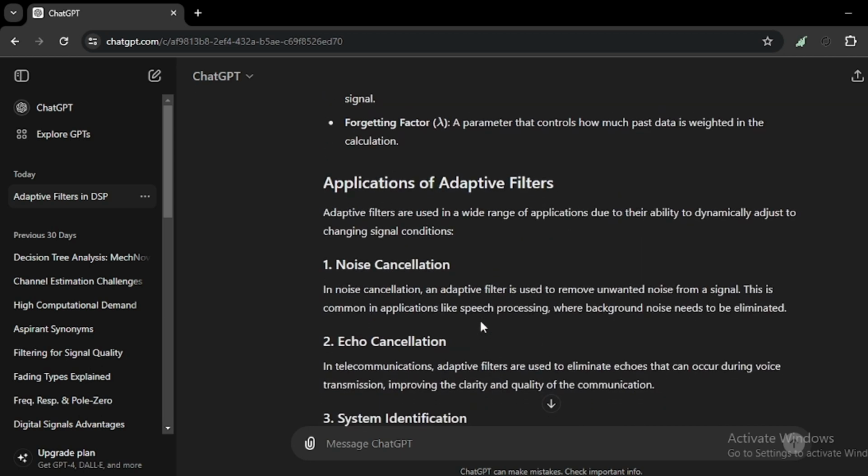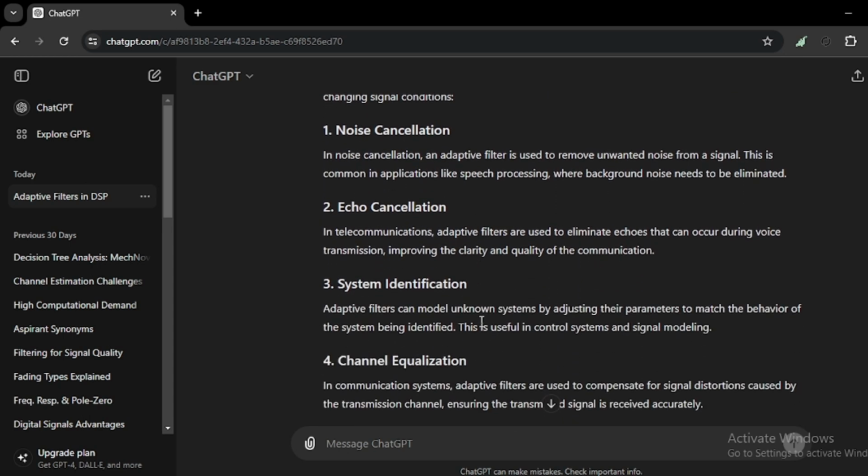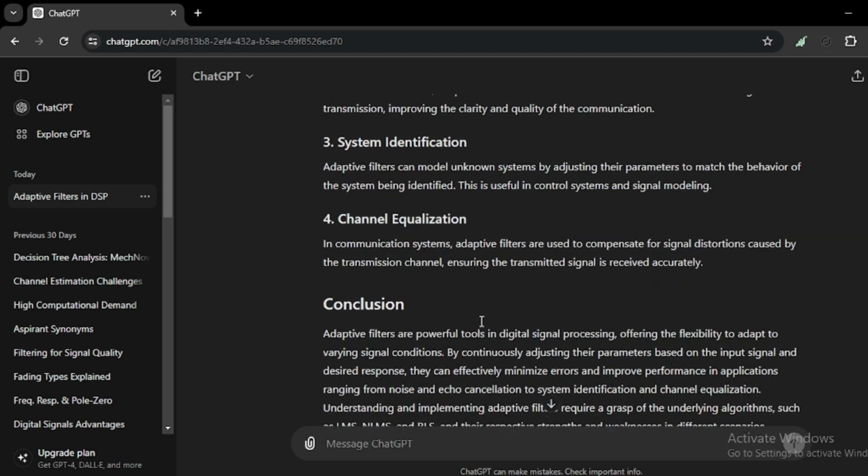Applications of adaptive filters. Adaptive filters are used in a wide range of applications due to their ability to dynamically adjust to changing signal conditions. Number 1, noise cancellation. Number 2, echo cancellation. Number 3, system identification. And number 4, channel equalization.